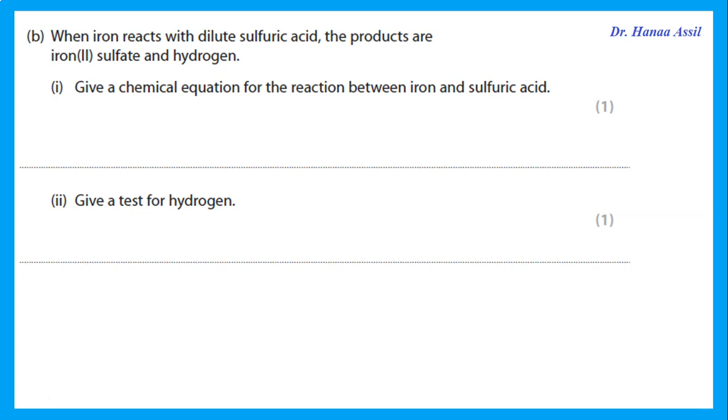So, what are we reacting? Iron with sulfuric acid. You should know that sulfuric acid is H2SO4. To give what? To give iron 2 sulfate. So the valency of iron is 2. The valency of sulfate also is 2. So we do not put 2 under any of them. Plus hydrogen. Remember that hydrogen is diatomic.